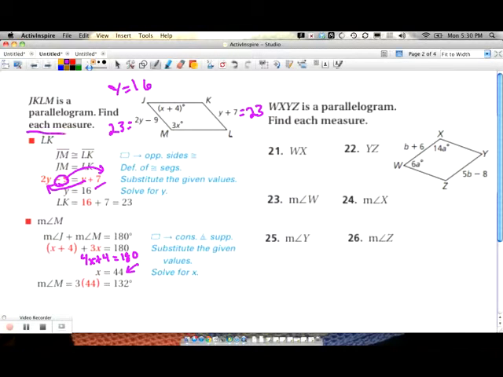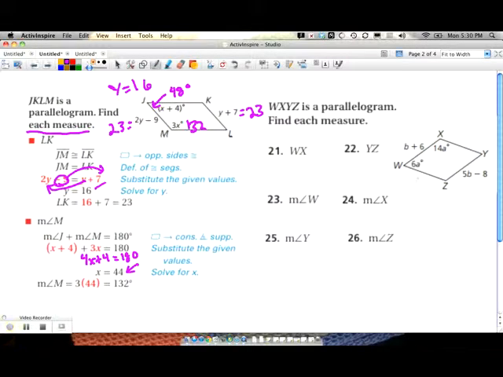But that's not the question they're asking. They're saying find each measure. So I got to plug it back in. So I plug it back into this one here. And I know that this is going to be 132. And when I look at the other angle, MJK, that x plus 4, it's going to be 44 plus 4. So this one is 48 degrees.